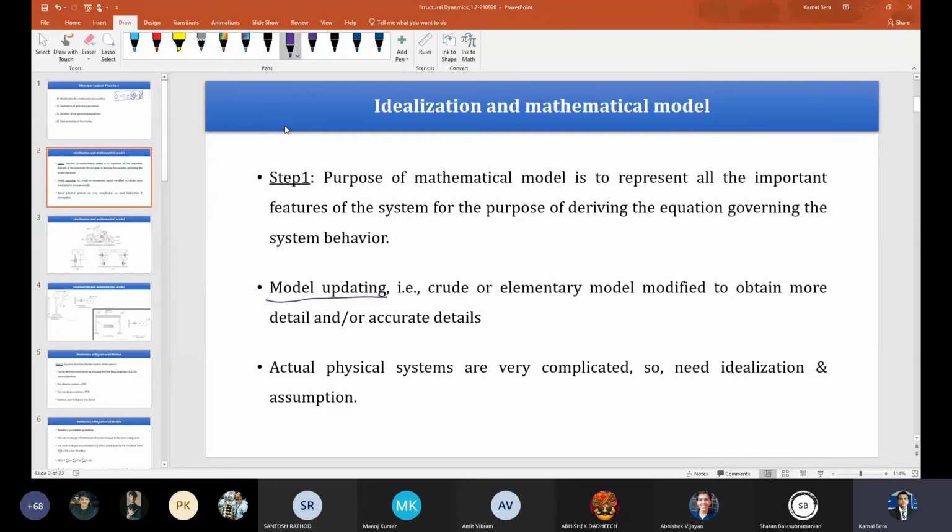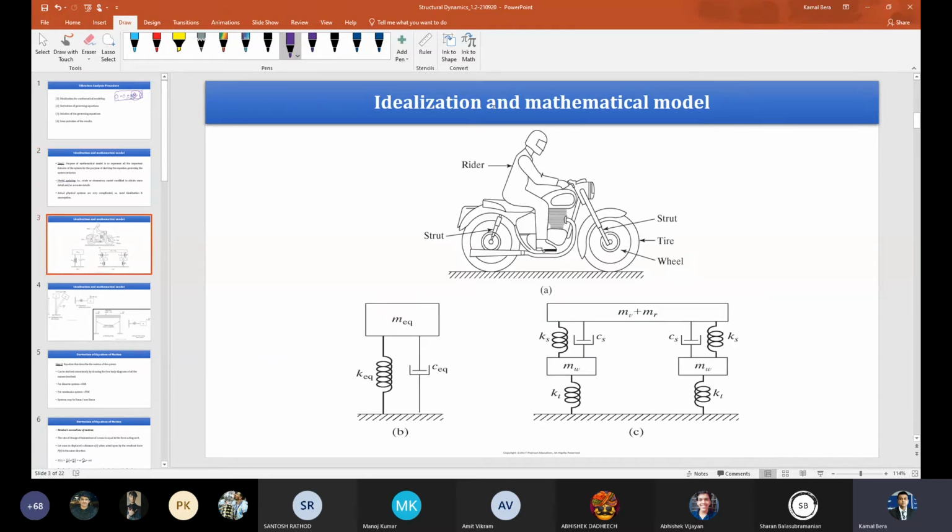As I told, actual physical systems are very complicated, so we need idealization, and to do the idealization we need some assumptions. So you see the idealization and mathematical model. Let's say this is a bike rider. So how to model it is through a spring mass damper system. One thing you can do is a simple model. You see on the left side, figure B, right? What you are doing is using some equivalent masses. That's basically the mass of this rider and the vehicle, and this is the equivalent springs and equivalent damping.